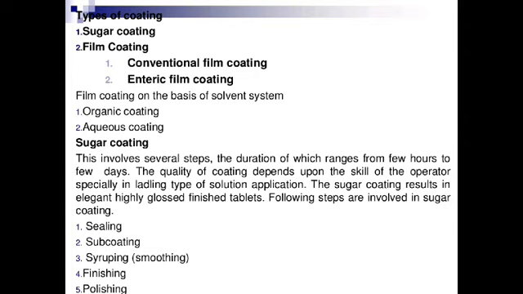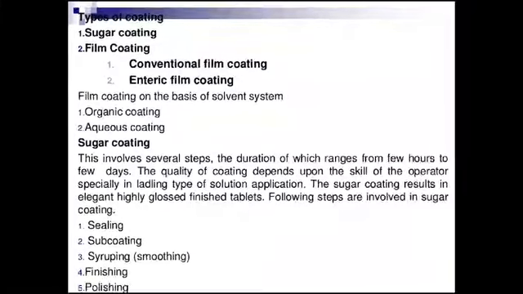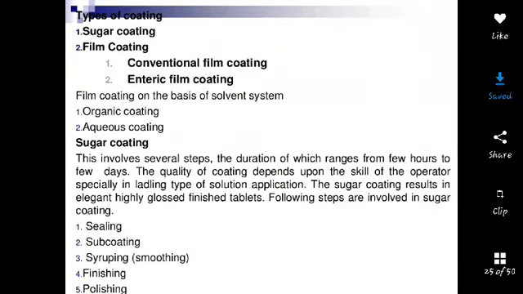Sugar coating is the conventional method to mask the bitter taste of the tablet. You have a sugar solution as the coating solution, that is 66.6% sucrose, along with some opacifying agents and colorants. Sugar coating is done with the same conventional pan which has already been shown, and it is broadly divided into a multi-step process. It is divided into sealing first, then subcoating, syruping or smoothing step, finishing, polishing, etc.